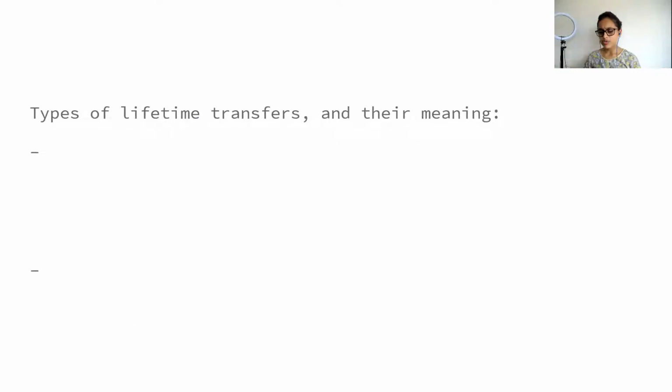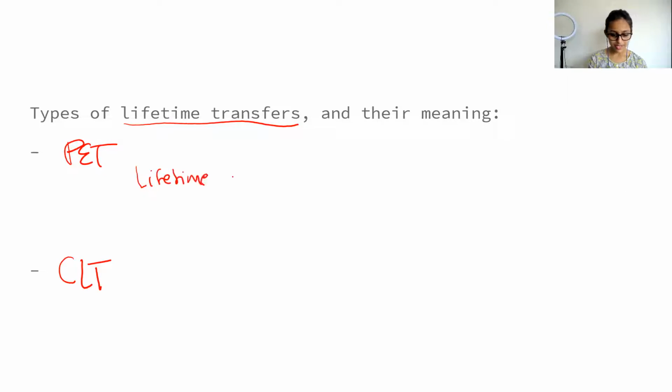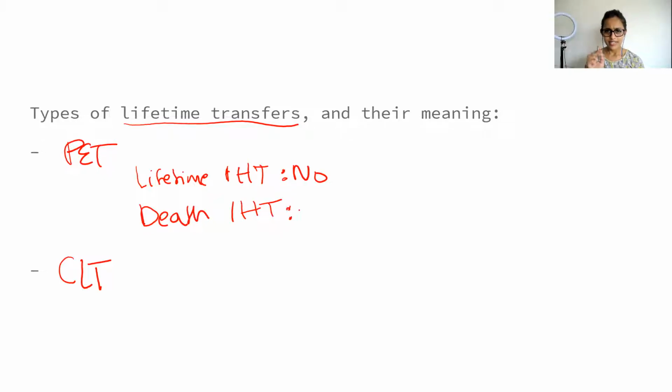Now, types of lifetime transfers and their meaning. Lifetime transfers are of two types. One is PET, the other one is CLT. PET is potentially exempt transfer, which means the transfers that an individual makes to another individual. Is there lifetime IHT on PET? No. And what about death IHT? If death happens within 7 years of the transfer, there will be a death IHT.